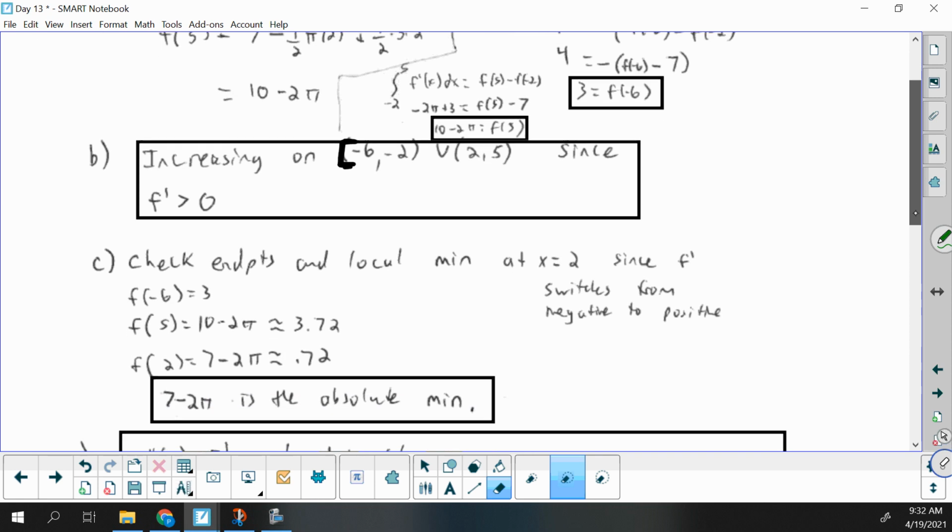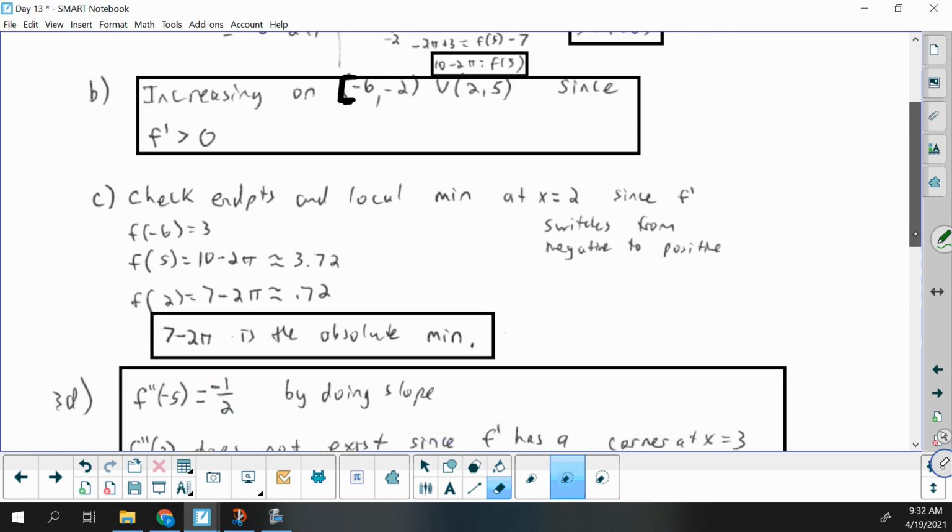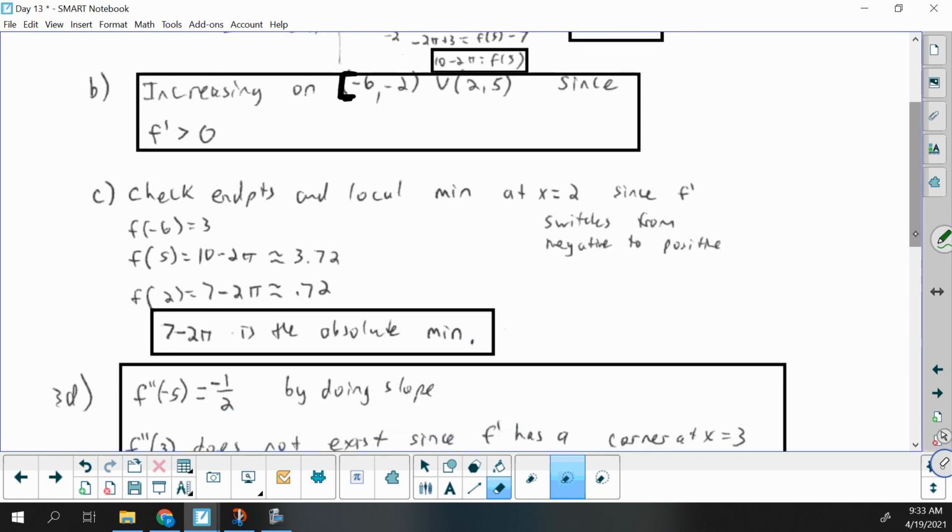For the absolute min, we need to check the relative mins and the endpoints. At x equals 2, we know there's a relative min, or a local min, however you want to say it, because f prime switches from negative to positive. f of -6 we already found in part A was 3. f of 5 we already found in part A was 10 minus 2 pi, which is roughly 3.72.